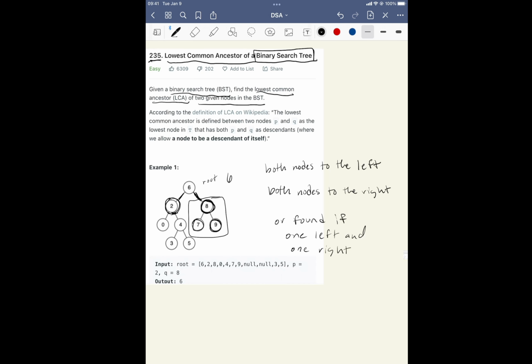And also, if one happens to be the same, if the nodes we were looking for the lowest common ancestor of were 8 and 7, well, one is the same. So if one is the same, then that is actually the answer.